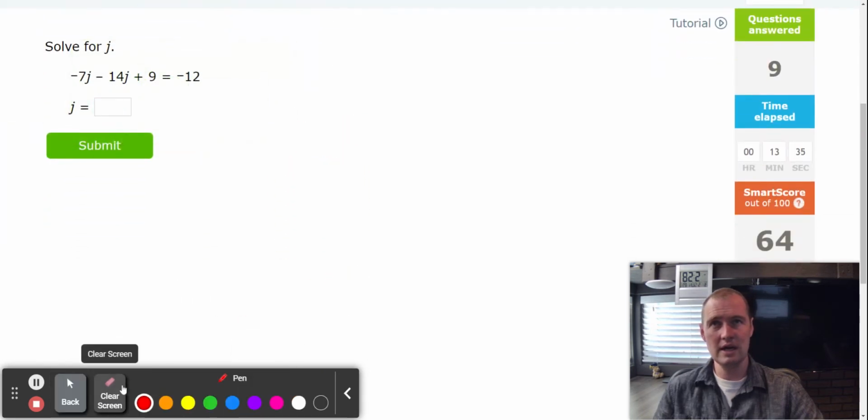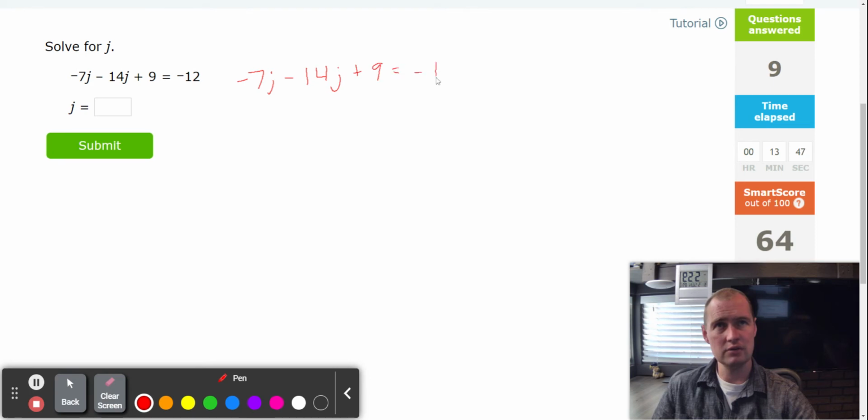All right, next up we got negative 7j minus 14j plus 9 equals negative 12. Now I want to point out here that the first two sets of numbers have a j and the 9 does not. So what happens is we can combine like terms on the first two j's, but we can't put that 9 with the j's. So watch what happens here.